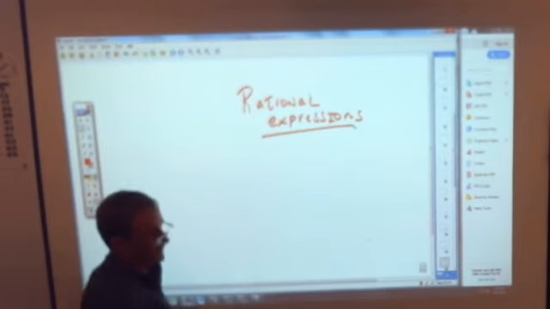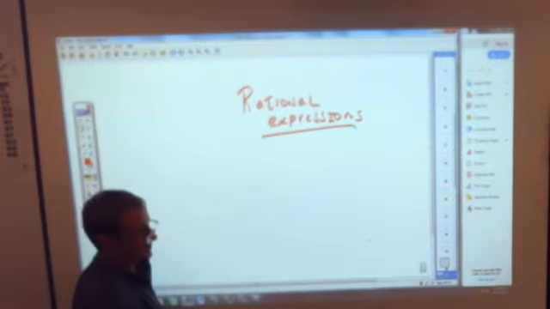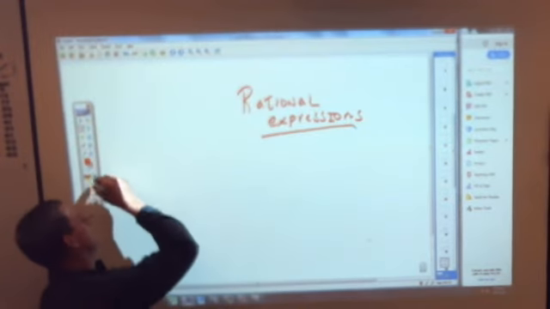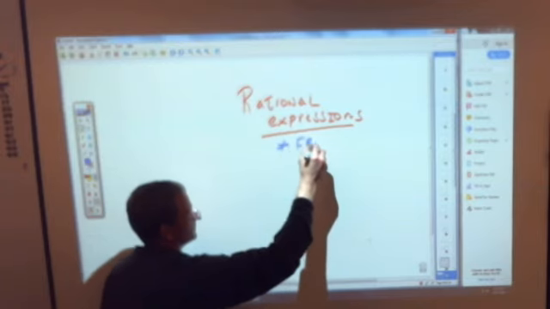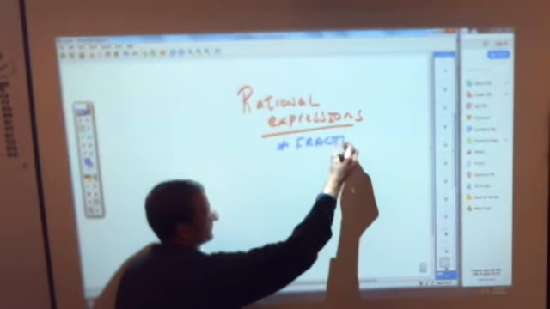All numbers you can make into a fraction. Rational expressions are a highfalutin way to say fraction.